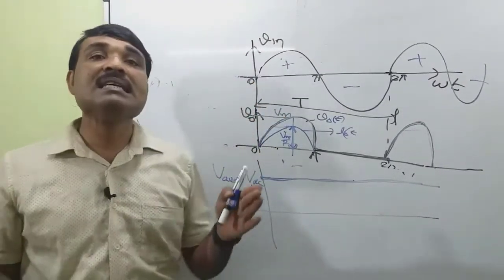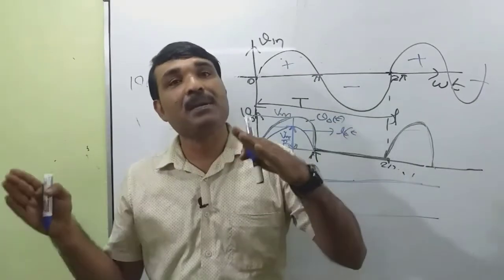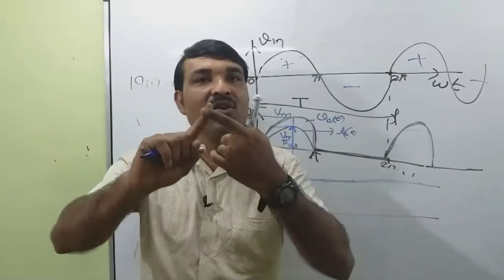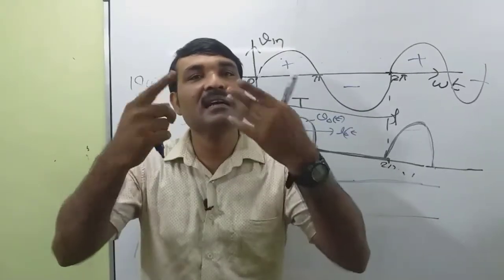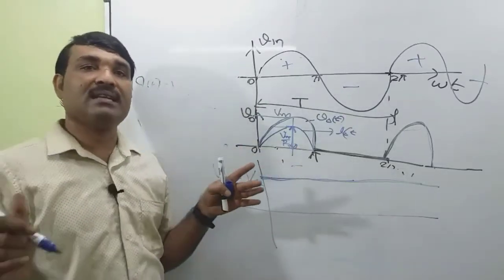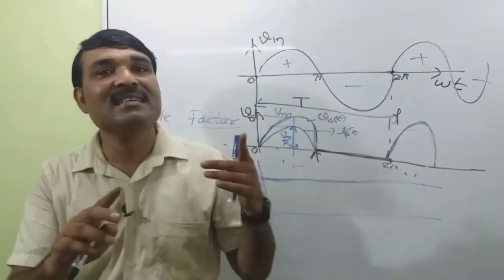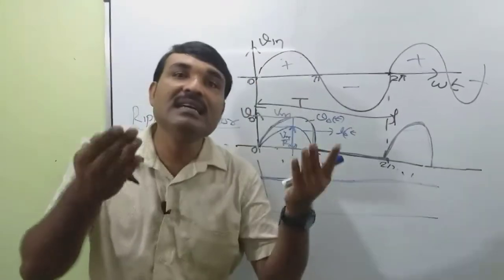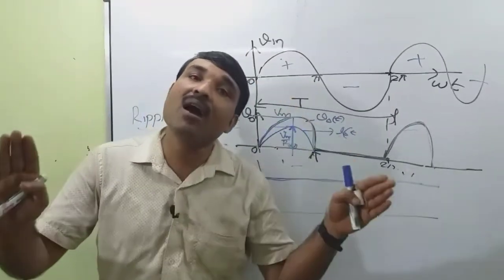So there is always some content of AC present in DC. That is called ripple. So ripple is the content of AC present in the rectifier output. Okay. And we are defining a term, ripple factor. Ripple factor is defined as the ratio of the AC component to that of the DC component in the rectifier output.